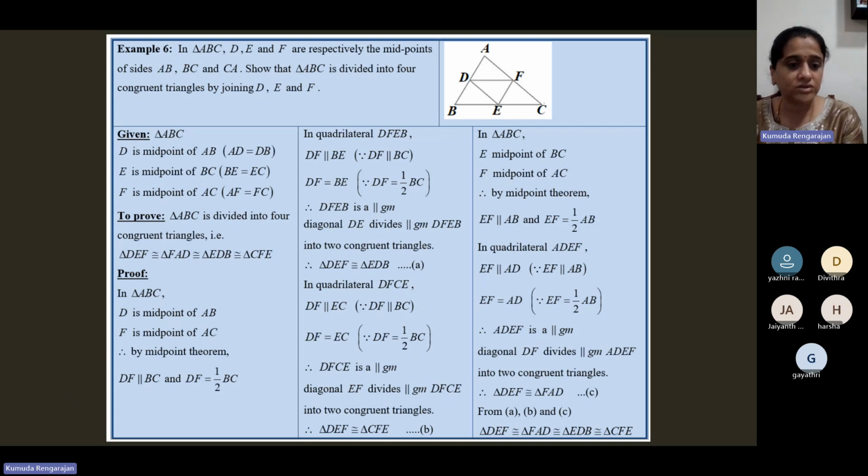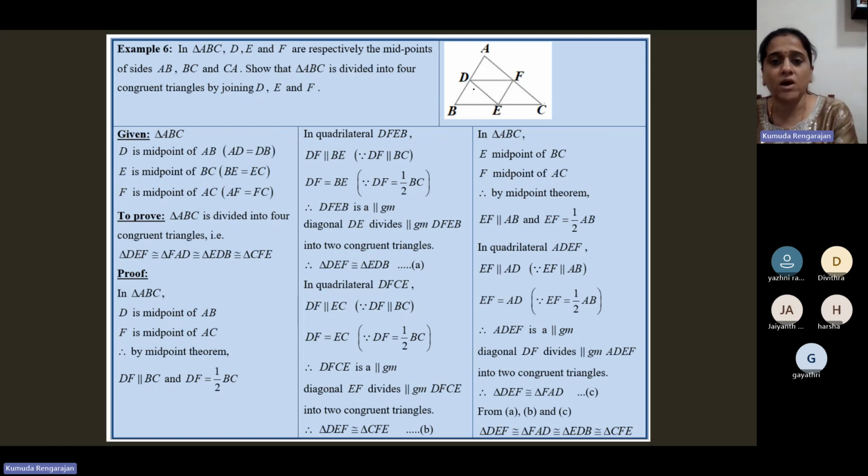See here, in triangle ABC, we use the midpoint theorem, and the result is DF is parallel to BC, and DF is equal to half of BC. This is understood, right? What is given and what is to be proved, I've written here. In the whole triangle, D is the midpoint of AB, F is the midpoint of AC. So by the midpoint theorem, DF is parallel to BC and DF is equal to half BC.